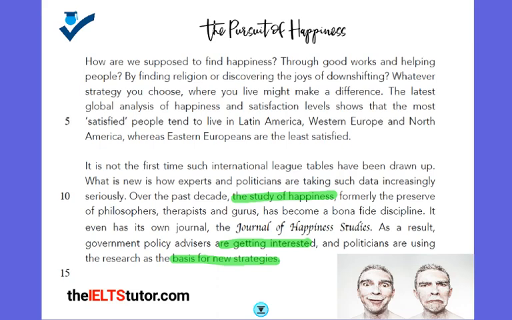Okay, so let's take a look at the question again. Let me read to you the question. According to the text, what could influence your level of contentment? Have you found the answer yet? In no more than 3 words.